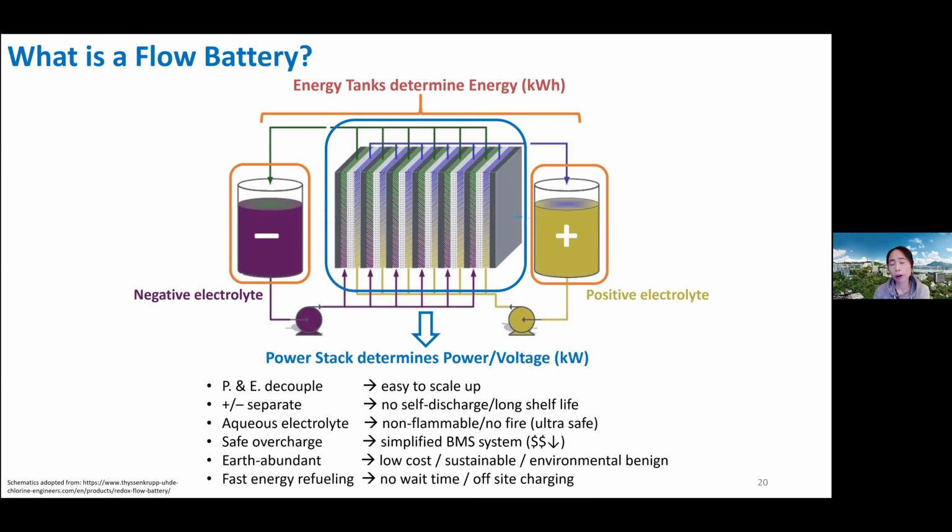So if you want to go from 2-hour to 10-hour duration, you can just scale up the tank without changing the design of the stack. So that's very easy to scale up. Of course, if you use aqueous electrolyte, then it will be non-flammable. And also, it will be very easy to control the self-discharge, because if the device is going to be idle for a long time, then the pump can just be disabled, then you will have no self-discharge issue over a long period of time, right? So there's a lot of configurational advantage for flow battery.